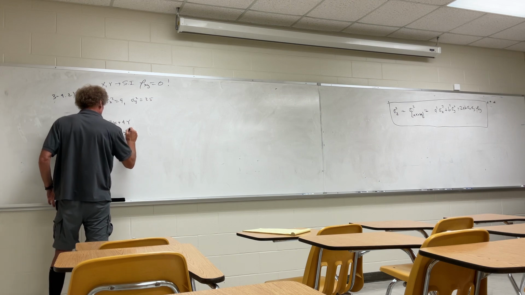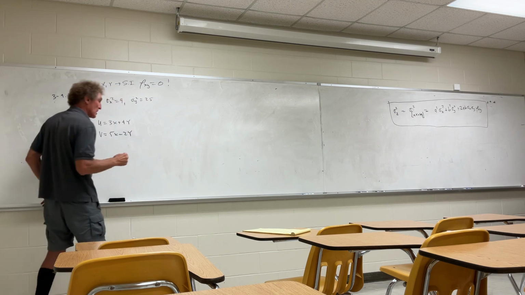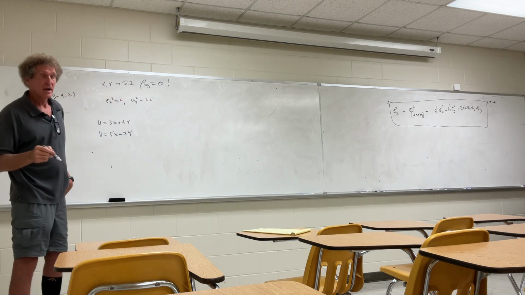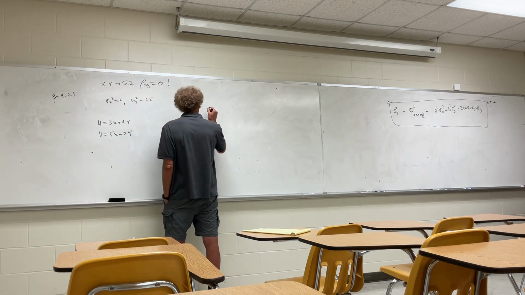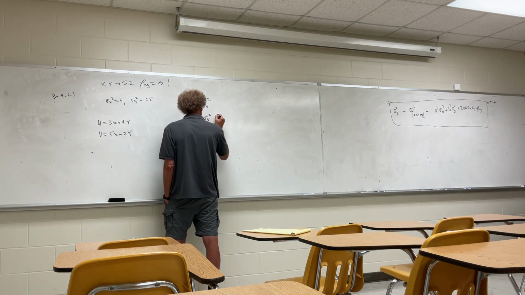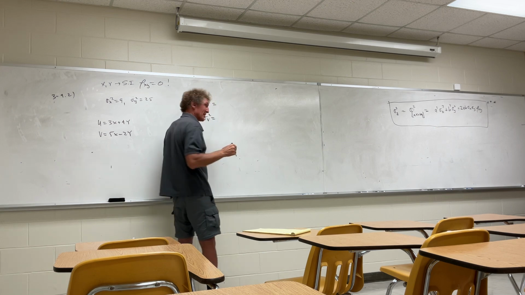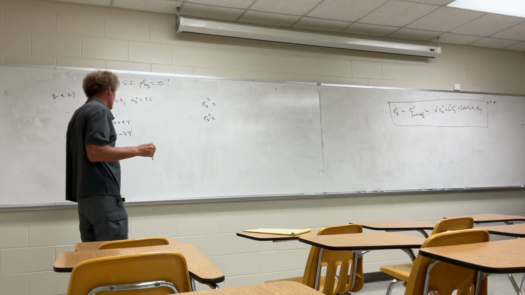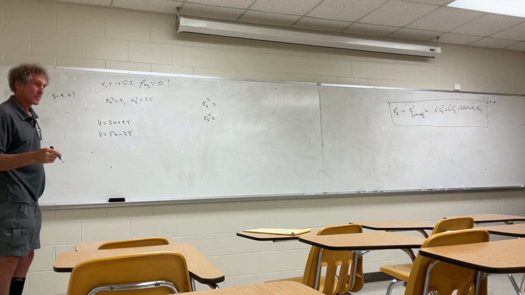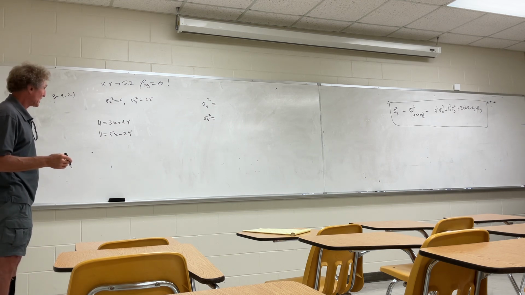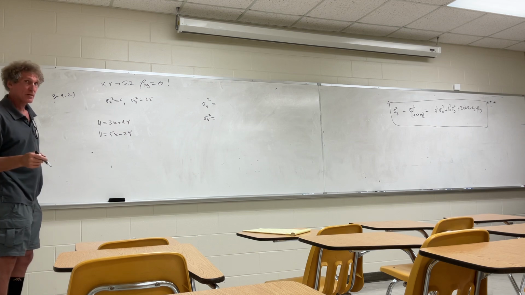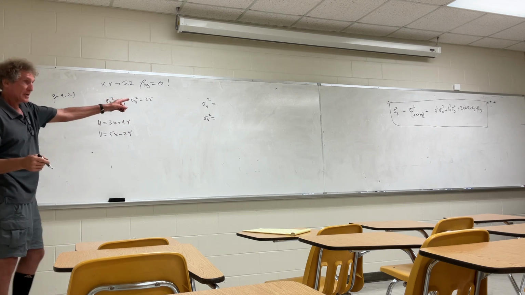It says find the variances of U and V. So they want the variance of U and the variance of V. This isn't bad right here. Are you with me? All right, let's do the top one first. How do I get this?